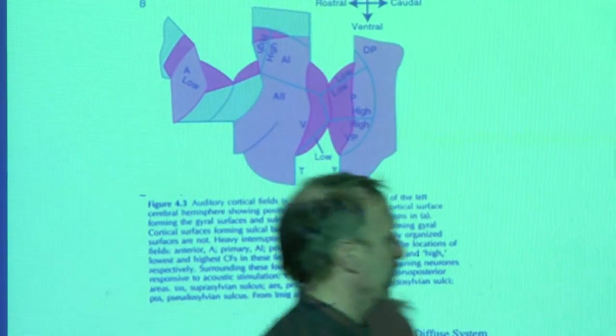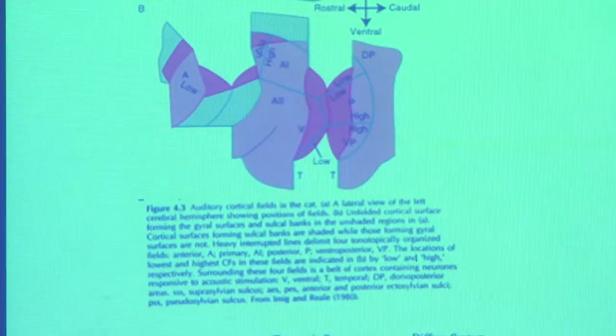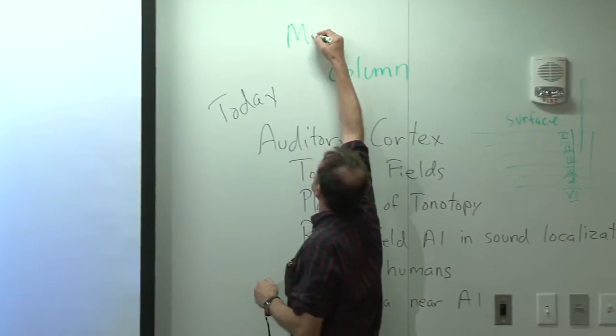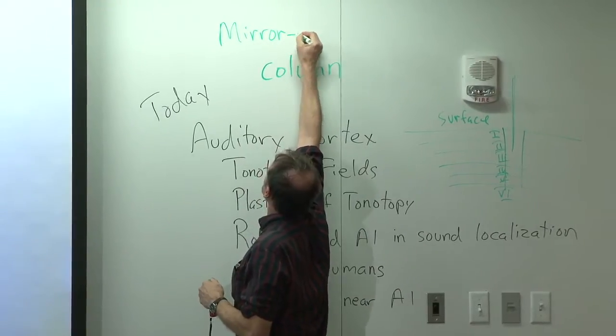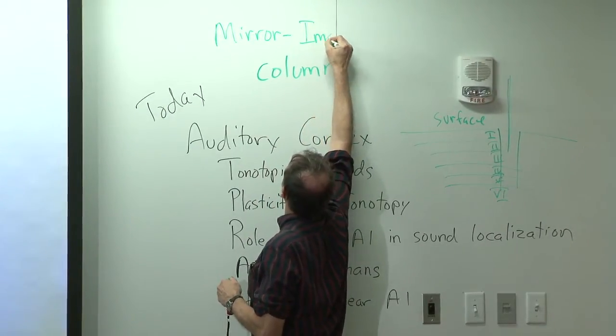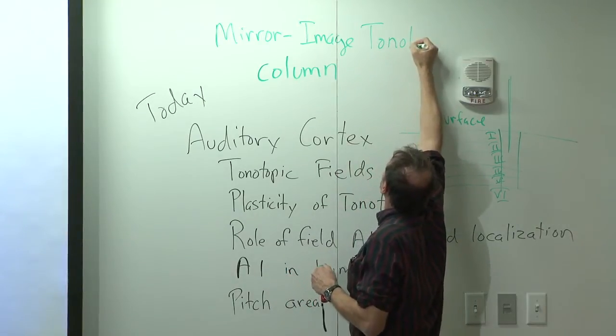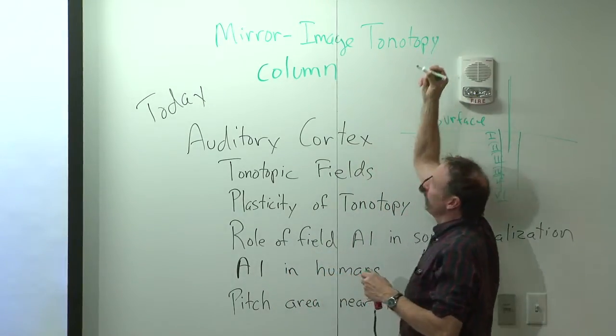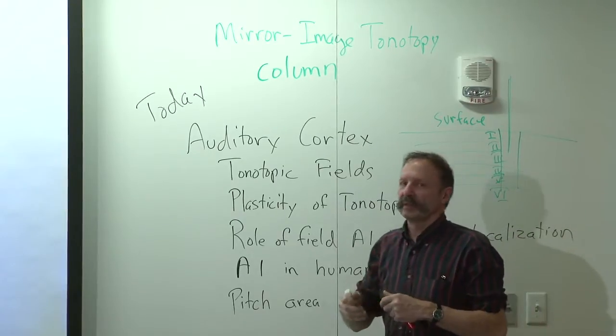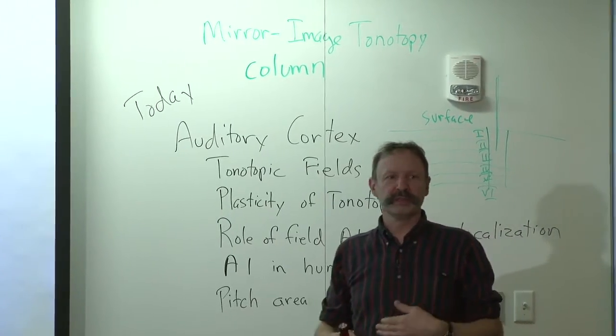Sometimes this organization at the edges of the fields is called mirror image tonotopy. Right. In the auditory system. And where else have you guys seen this?